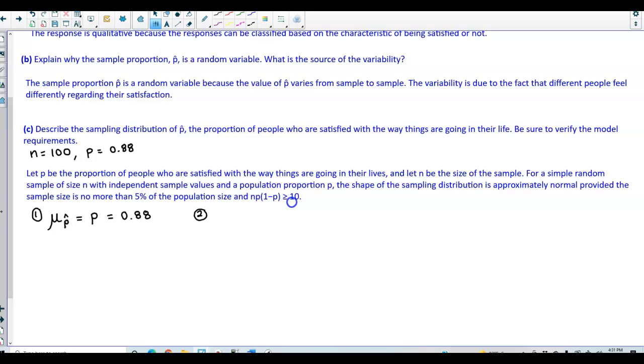Okay, now the next thing that we want to do is determine whether it is approximately normal. Using the formula n times p times 1 minus p, we want to check to make sure that it's greater than or equal to 10. We know that n is equal to 100, p is 0.88, and then we multiply that by 1 minus 0.88. We want to make sure that's greater than or equal to 10.